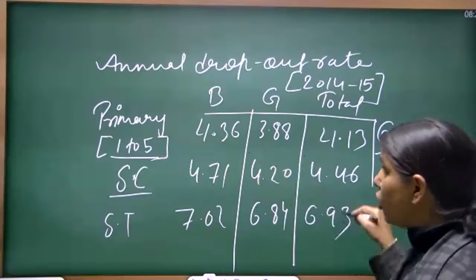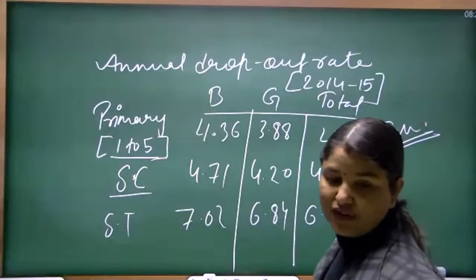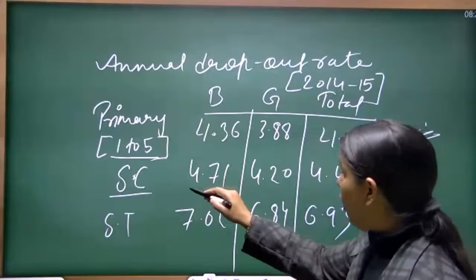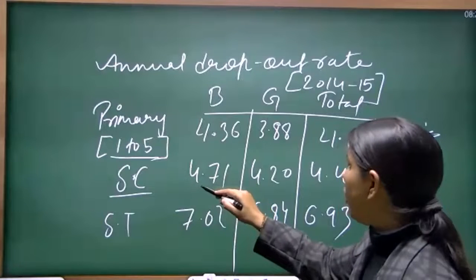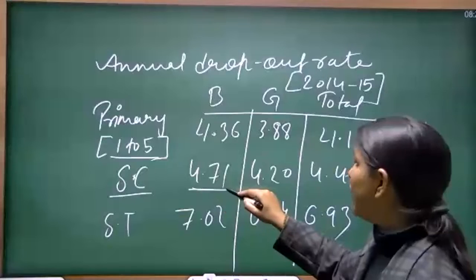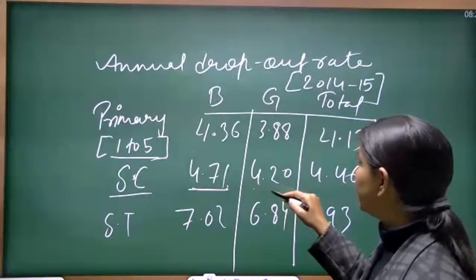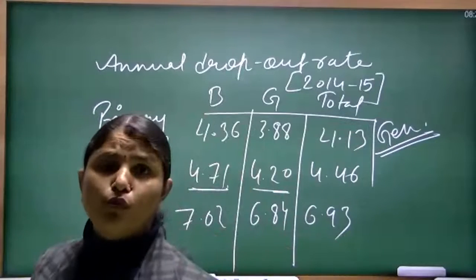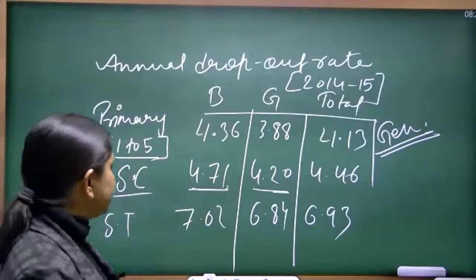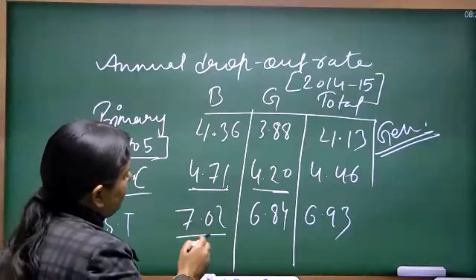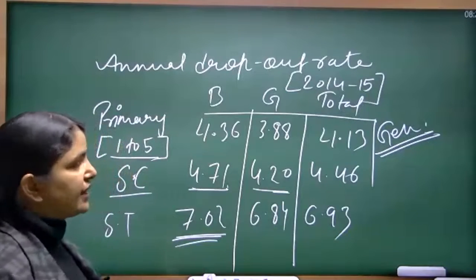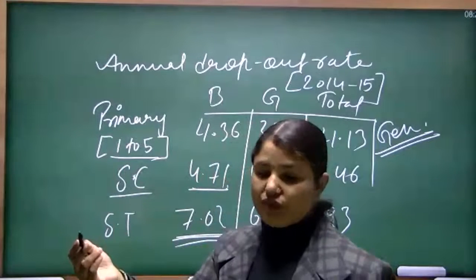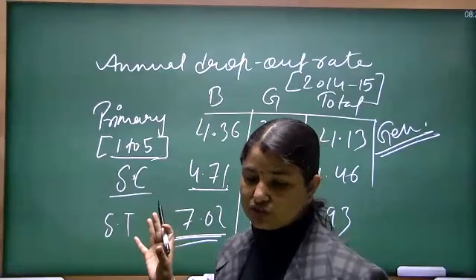So just see all this data of class 1st to 5th. When you see boys of scheduled caste, that is more than the girls. Means in this age, more boys left their school. And in ST also you can see the boys' number is more than the girls. But as the classes grow, we will see the data will change.